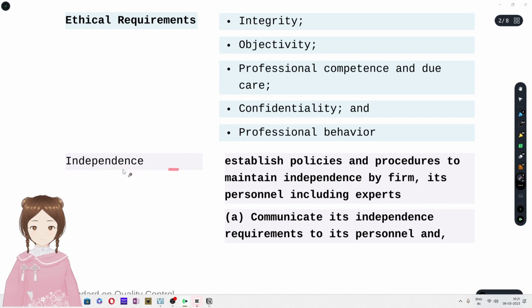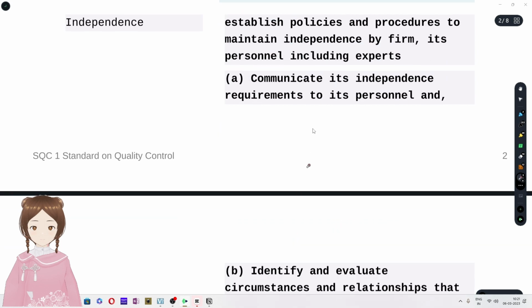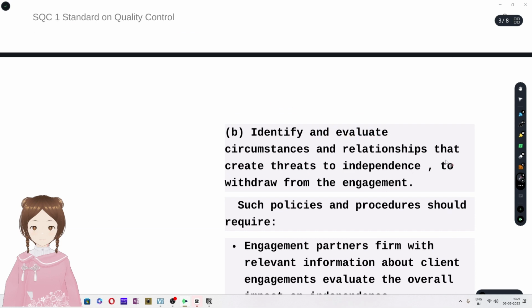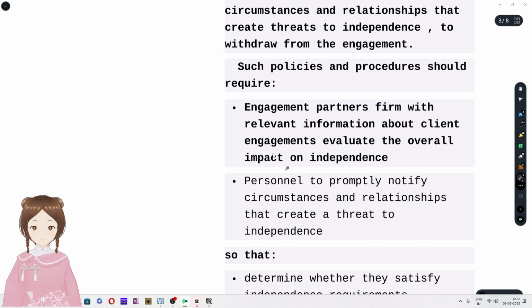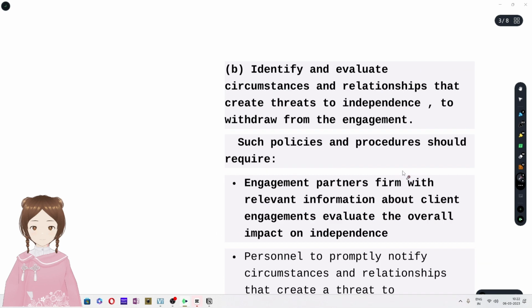And with regards to independence of the auditor, they have to establish policies and procedures to maintain independence by the firm and its personnel, including experts, communicate its independence requirements to its personnel, and identify and evaluate circumstances and relationships that create threats to independence, and withdraw from the engagement. Such policies and procedures should require the engagement partner to be provided with relevant information about client engagements, evaluate the overall impact on independence, and require personnel to promptly notify circumstances and relationships that create a threat to independence.